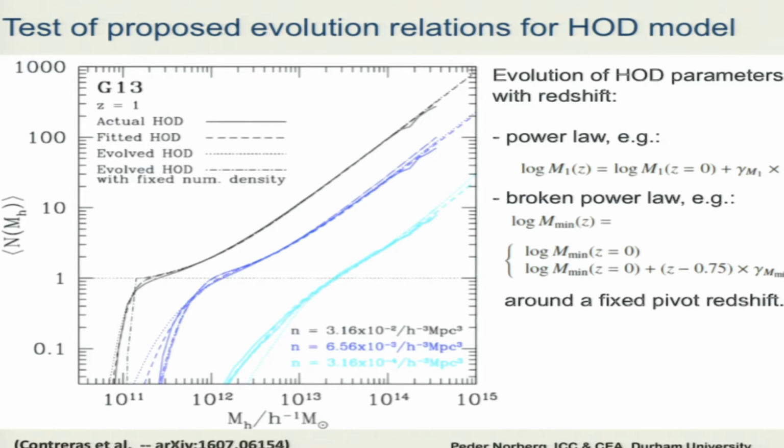If I use those fits, how does my HOD look compared with the actual HOD at redshift 1, which is the black line? If I took the black HOD here and tried to fit it using my best-fit HOD, that gives me the dashed line. Where is that one? Pretty much on top of it. So it's a good description of the HOD.